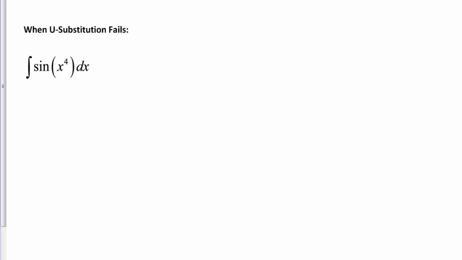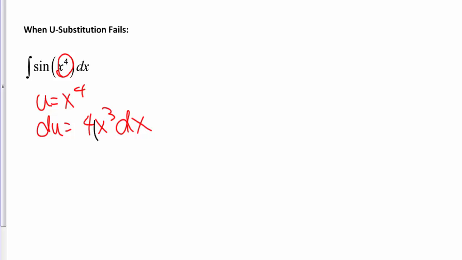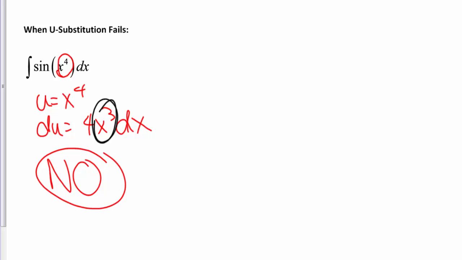When U-substitution fails, so this was exactly your question over here. Can I take the integral of sine of x to the fourth dx with U-substitution? Is this going to work? I want to say, make this u, because I know how to do sine of u. U equals x to the fourth. Du equals 4x cubed dx. And no amount of rearranging that you do is going to make this x cubed disappear. There has to be an x cubed to cancel. So this is just no. You can't do this. You don't know how to solve this problem. Does that make sense to you guys?